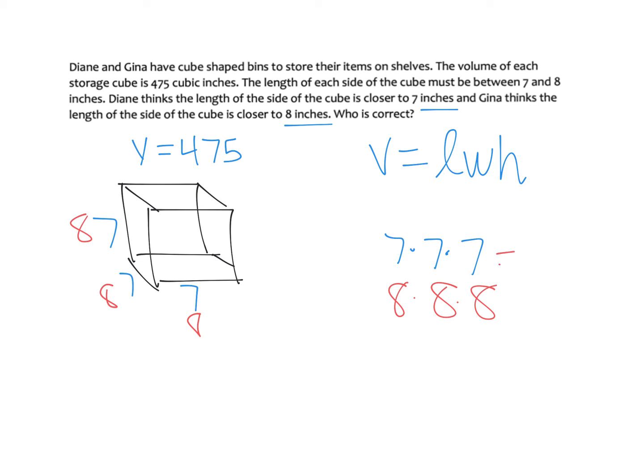Well, if I do 7 times 7 times 7, you guys can use your perfect cube chart. Your cube roots, it's 343. Again, you have this in your notes. 8 times 8 times 8.